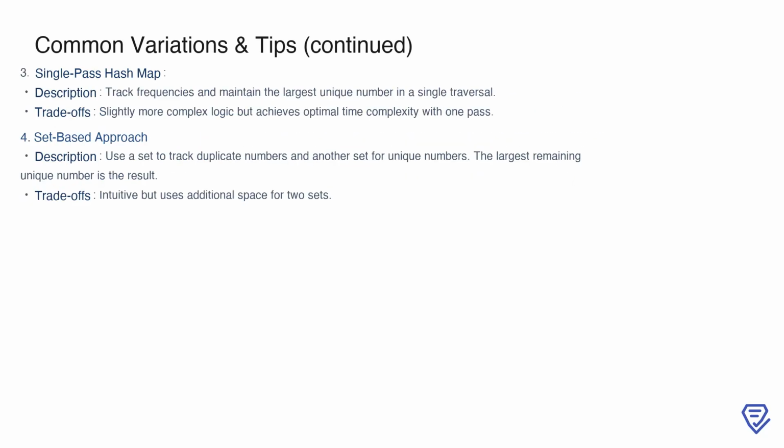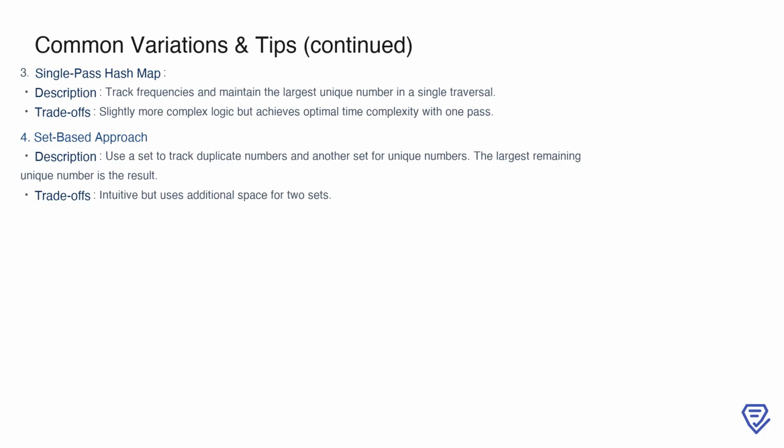Finally, there are some additional techniques to consider. The single-pass hash map approach is highly efficient, as it tracks frequencies and maintains the largest unique number within a single traversal. While this keeps time complexity at O(n), it requires slightly more complex logic to manage everything in one pass. Another option is the set-based approach, where you use one set to track duplicate numbers and another to track unique numbers. At the end, the largest remaining number in the unique set becomes your result. This method is intuitive and straightforward, but it requires additional space for the two sets.